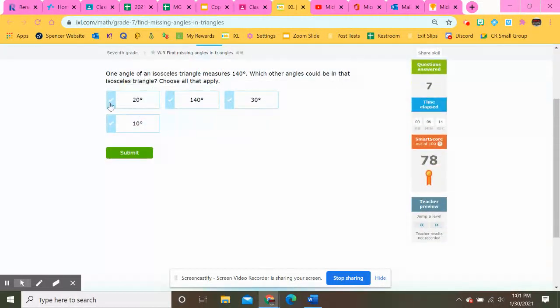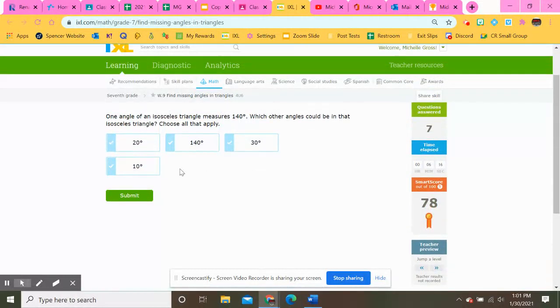All right, and then let's do one more of these, check all that apply, because I think these are the hardest ones. One angle of an isosceles triangle, so remember two angles have to be the same, is 140. Which of the other angles could be that of an isosceles triangle? Now, on the last one we chose the two the same, but if you do 140 here, 140 plus 140 is over 180 degrees. So that cannot work there. It has to add up to be 180. So this one's going to have fewer options.